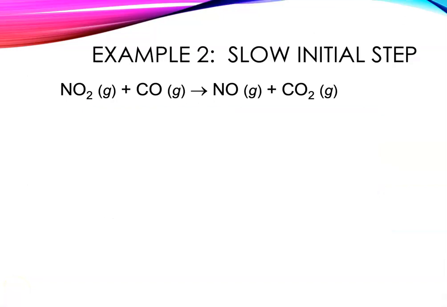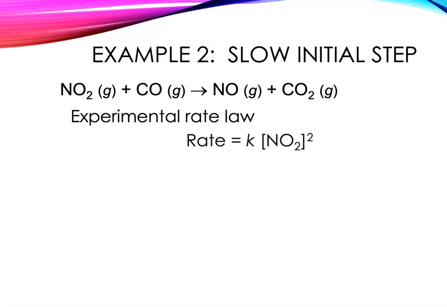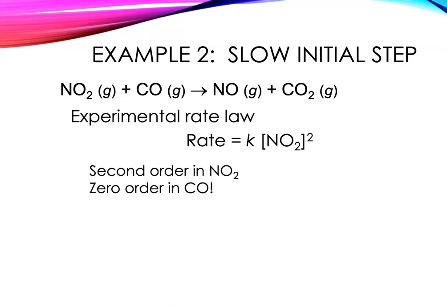So we've got the balanced equation, and we were just looking at the initial rates data. We can write an experimental rate law from this. The rate is equal to the rate constant times NO2 squared. It's second order in NO2 and zero order in CO. CO doesn't even show up in the rate law. That's what it means to be zero order in CO.